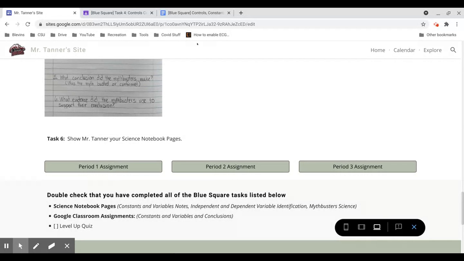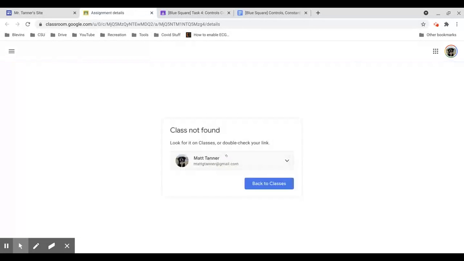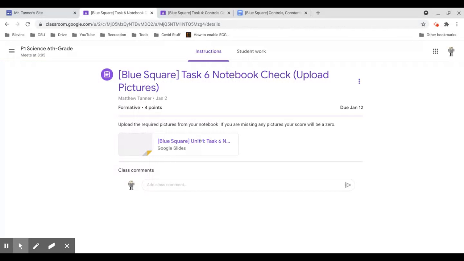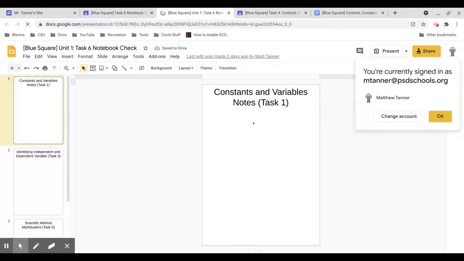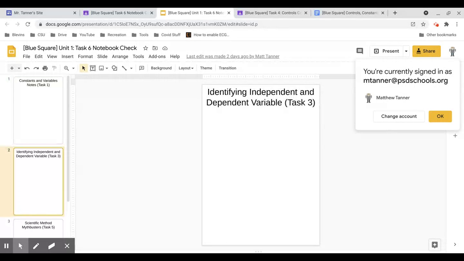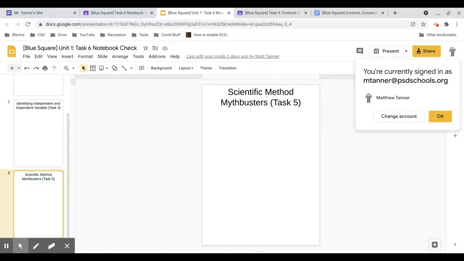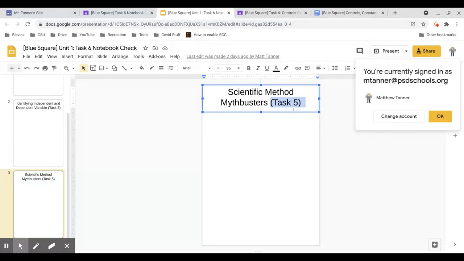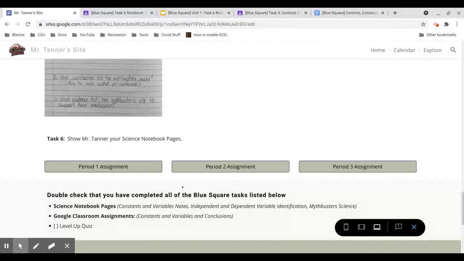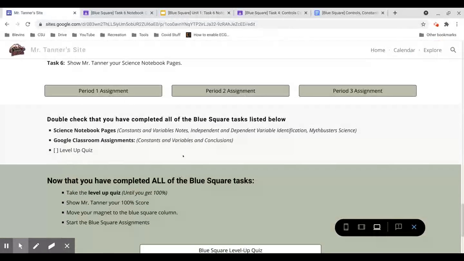And then task 6 is showing me your notebook pages. Again, this is in Google Classroom. Open up the assignment, and it will tell you what pictures you need to include. From task 1, you need a picture of your constants and variables notes. From task 3, you need a picture of your independent and dependent variable where you highlighted the independent and dependent variable. From task 5, you need your scientific method Mythbusters page filled out and completed. So this will tell you what pictures you need and what task from my website those were in case you need a reference.